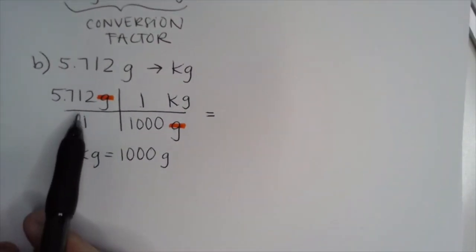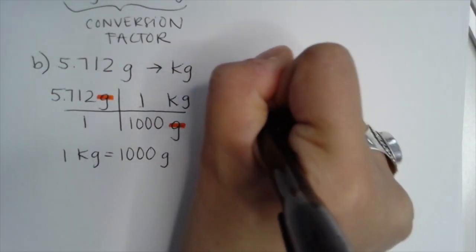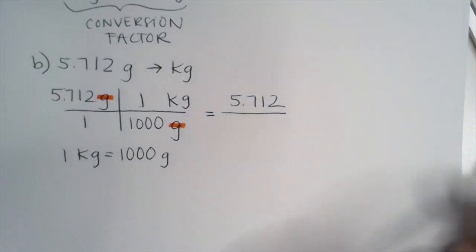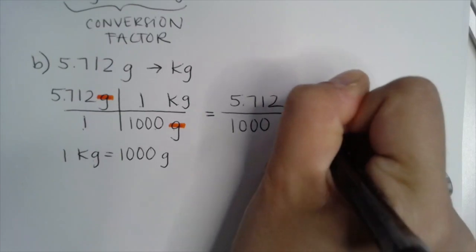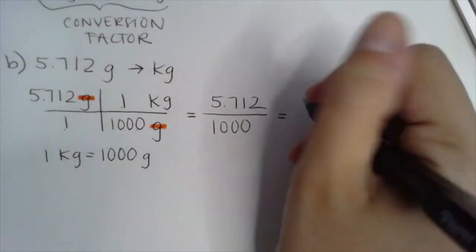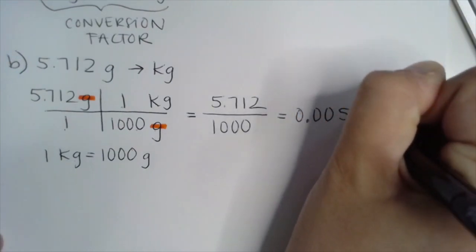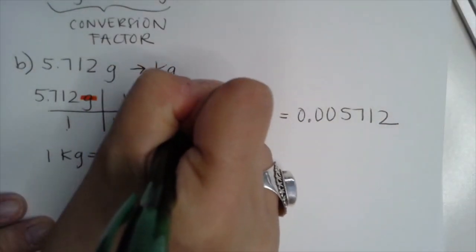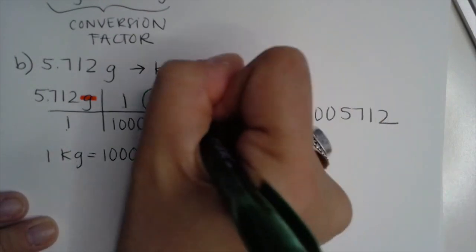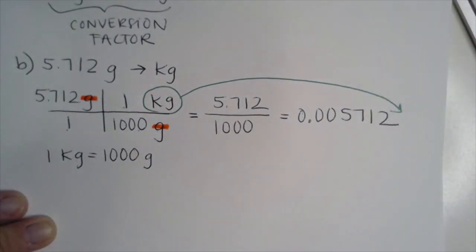And to solve, multiply straight across. 5.712 times 1 is 5.712, divided by 1 times 1,000. And then divide. You should get 0.005712. And don't forget your units. Whatever's left up on top that's not canceled out, that's the unit of your final answer.